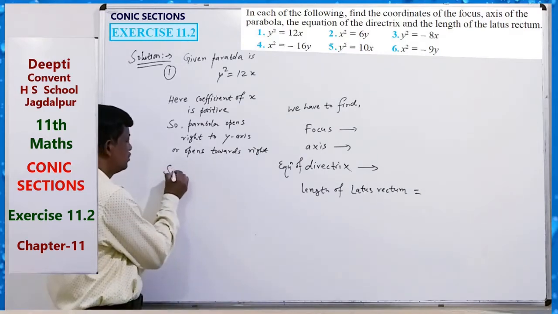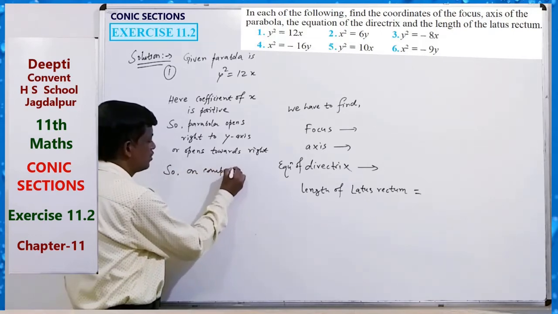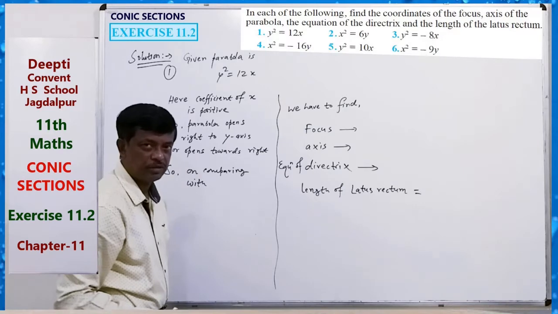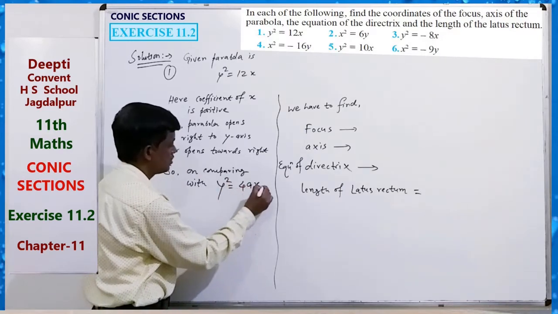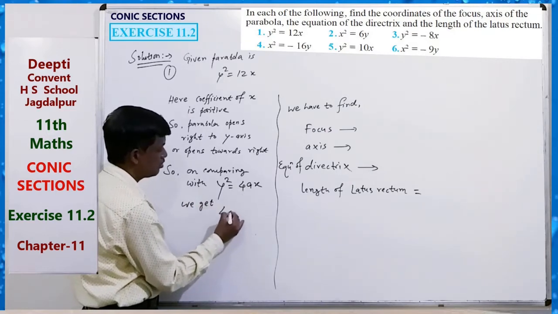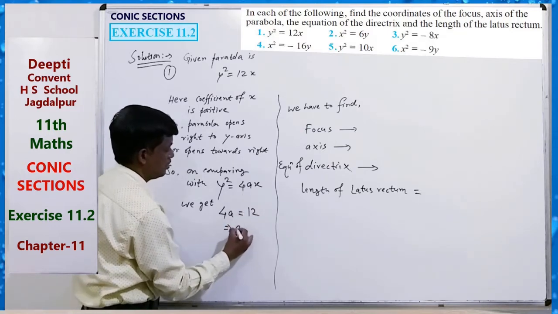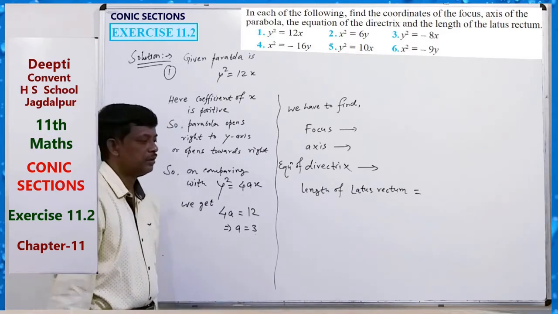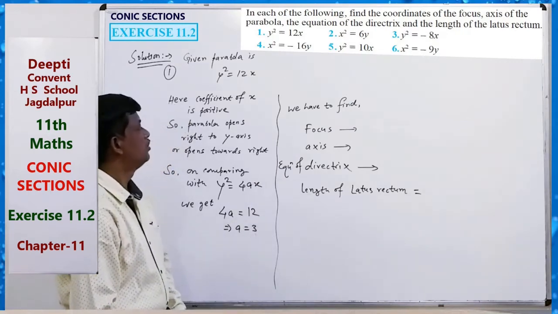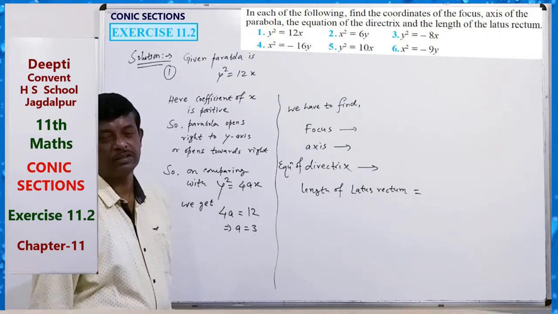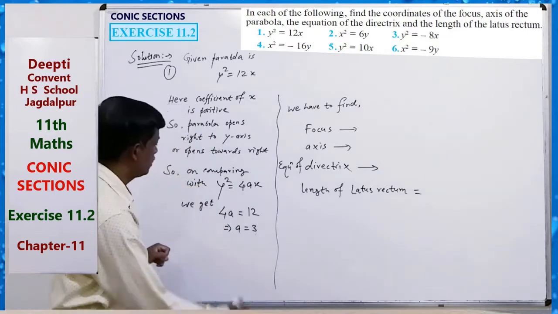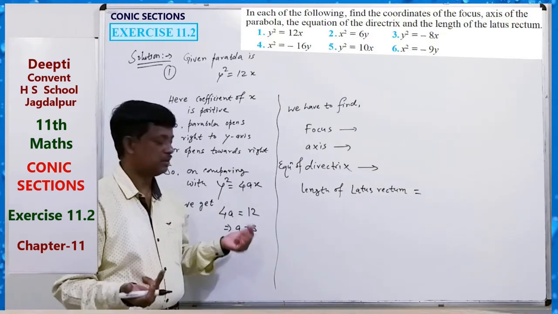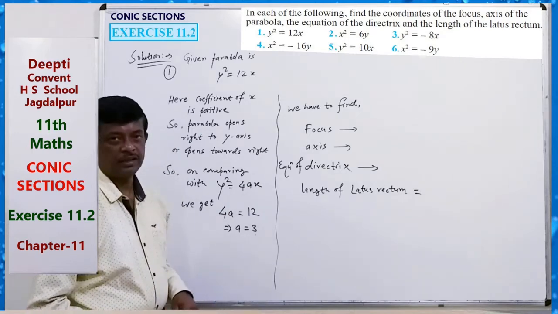Okay. So on comparing with y square equals to 4ax, we get 4a equals to 12, a equals to 3. So we get a equals to 3. Here in our equation of parabola there is only one constant, a. Just like y square is equal to 4ax, x and y are coordinates of an arbitrary point, and a is a constant. We found a. Now we can write all the things.